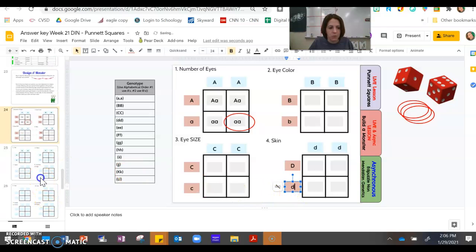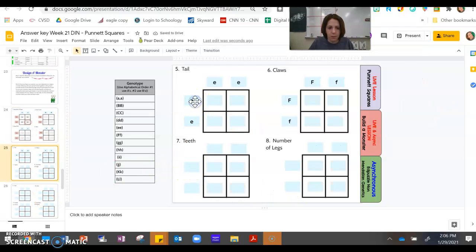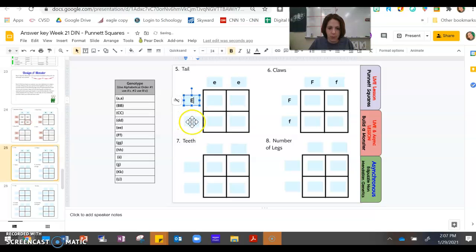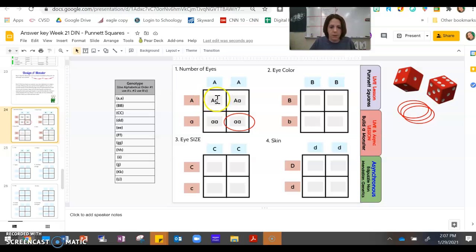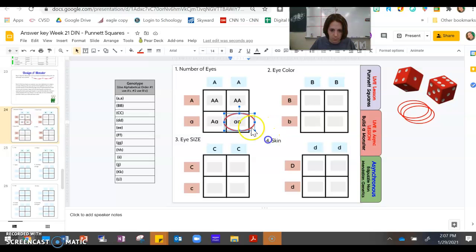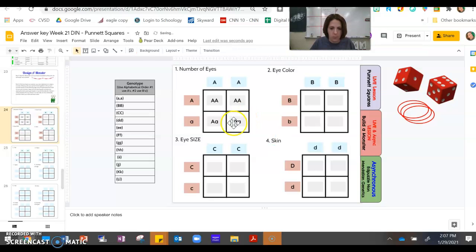Since we were a little rushed for time on Zoom, if you didn't get through all of them with your partner, just make them heterozygous. Okay, so then you go ahead and do the Punnett squares, filling in all the Punnett squares. So this would be AA, AA, heterozygous dominant, heterozygous dominant. All right, so those are the possible genotypes you could have given your baby.